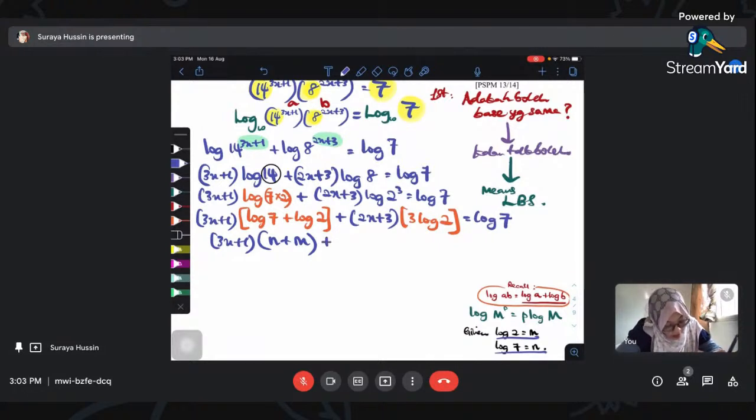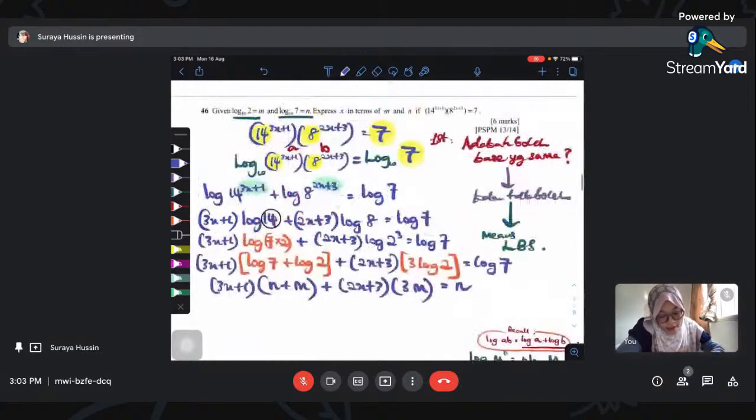And then, I know that 3 can be times by m. Ooh, yes. And then log 7 is actually n. Right, it's n. Wow. Dah, itulah. Itu je lah. Sebab dia kata kita kena cari jawapan kita, express the x in terms of m dan n. That's why we gotta use what is given to us. Macam kena fikir jauh sedikit tau. Kena fikir, formula apa yang aku patut pakai.